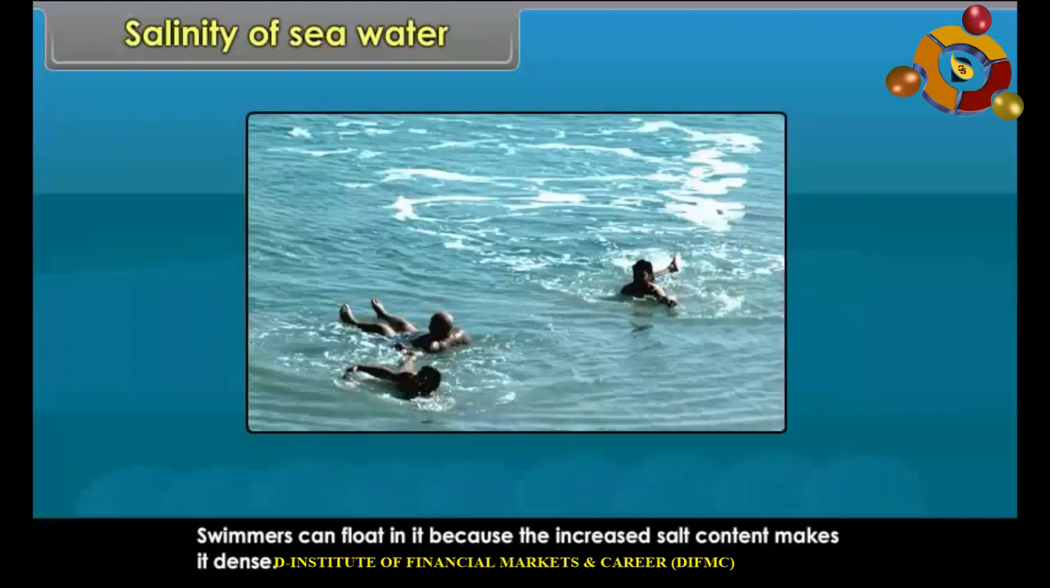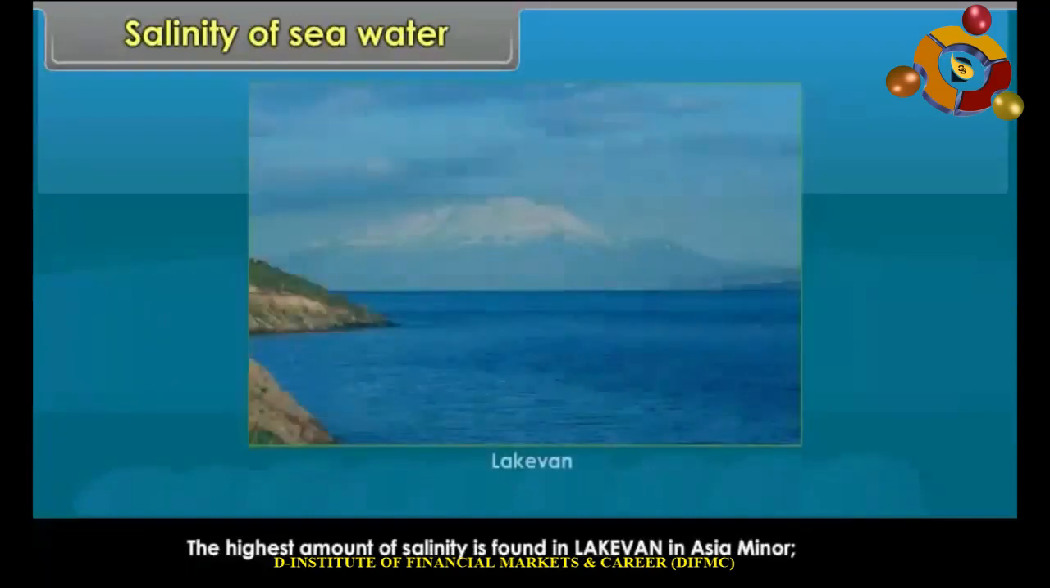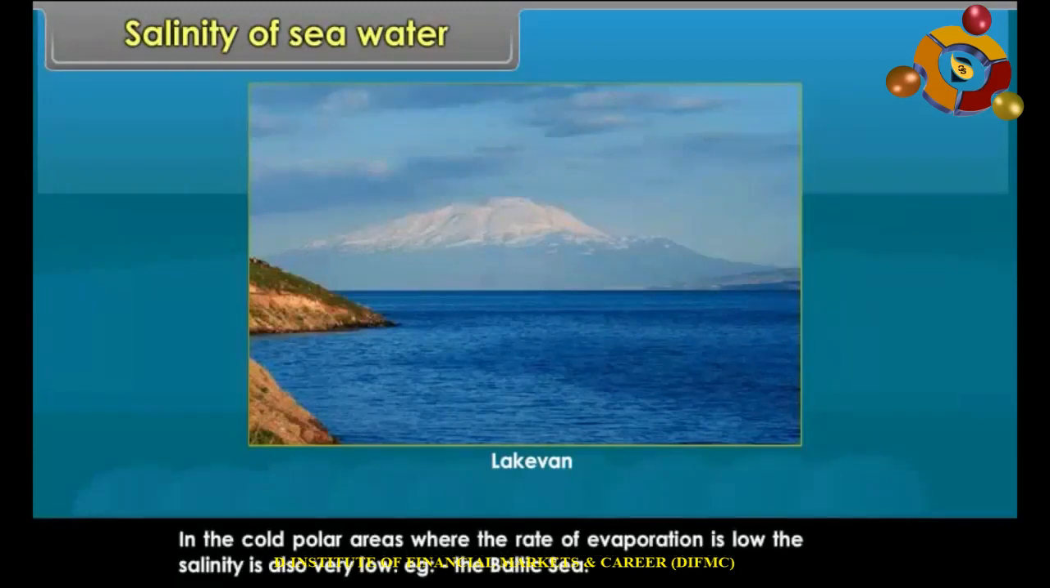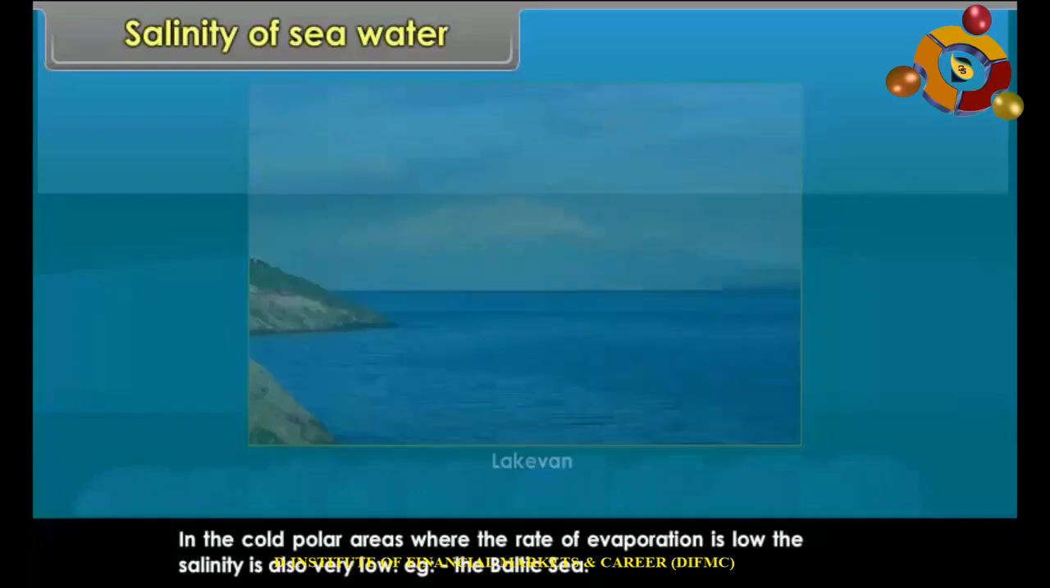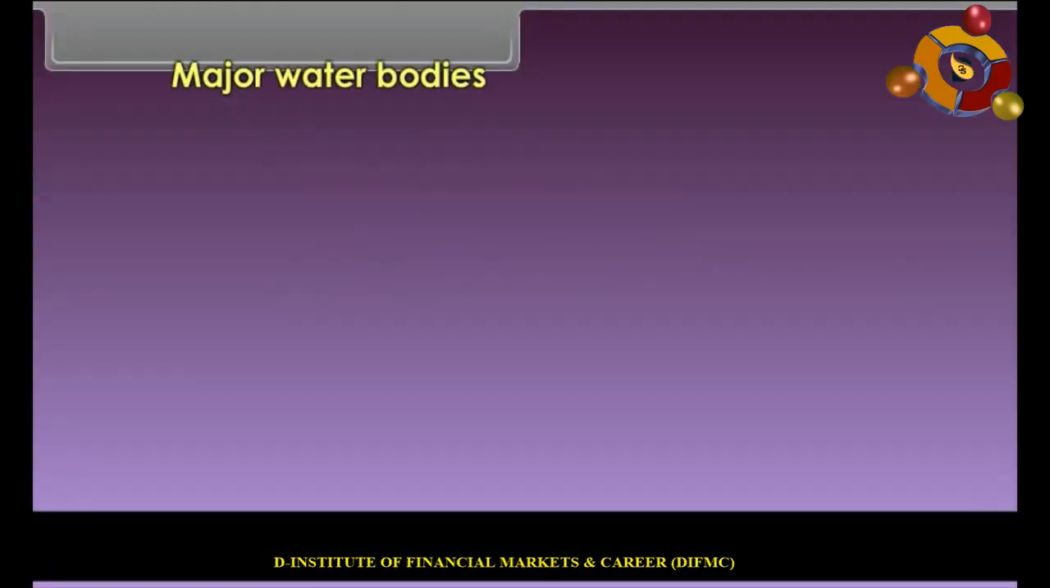Swimmers can float in it because the increased salt content makes it dense. The highest amount of salinity is found in Lake Van in Asia Minor. In the cold polar areas where the rate of evaporation is low, the salinity is also very low. Example, the Baltic Sea.